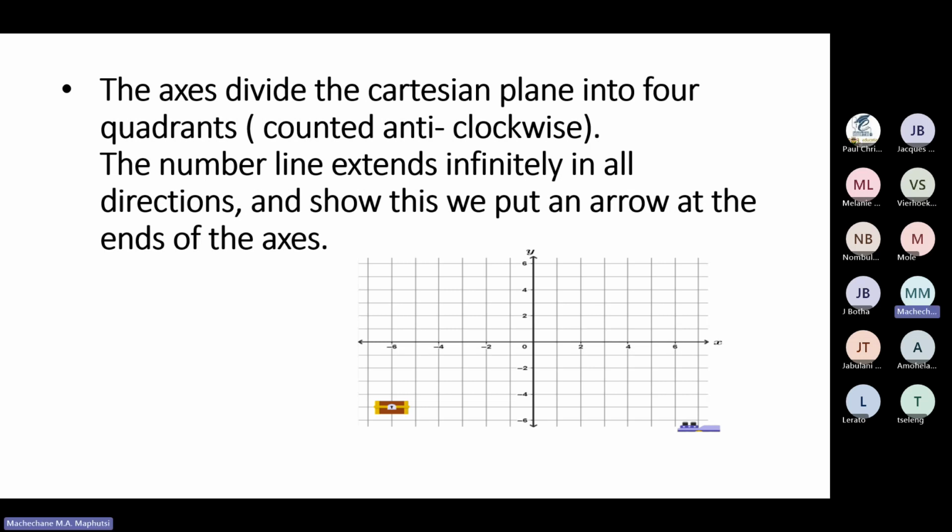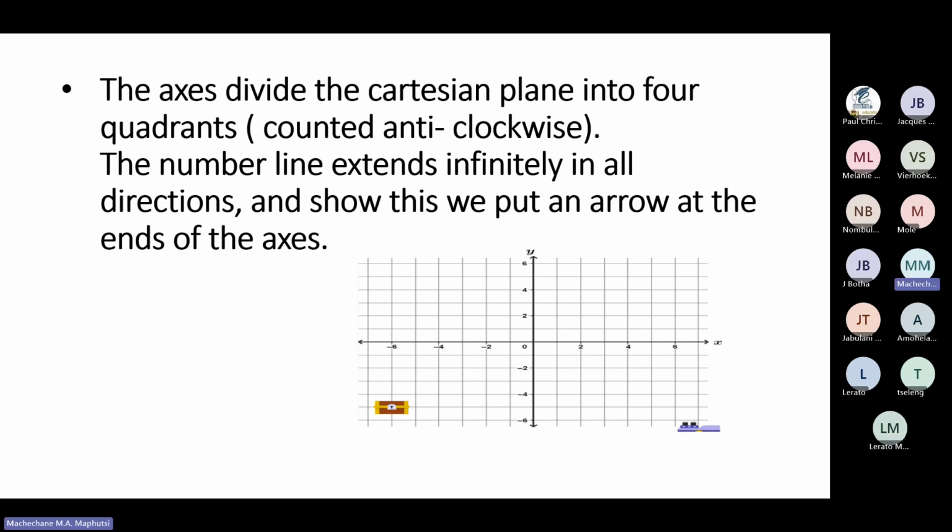And we label quadrants anti-clockwise, meaning that we start with this one that I'm indicating. This we say is quadrant number 1. Then we move to our left, which is anti-clockwise, quadrant number 2. Then we move down. Follow my cursor. Then we have quadrant number 3, and we move to the right. Then we have quadrant number 4.